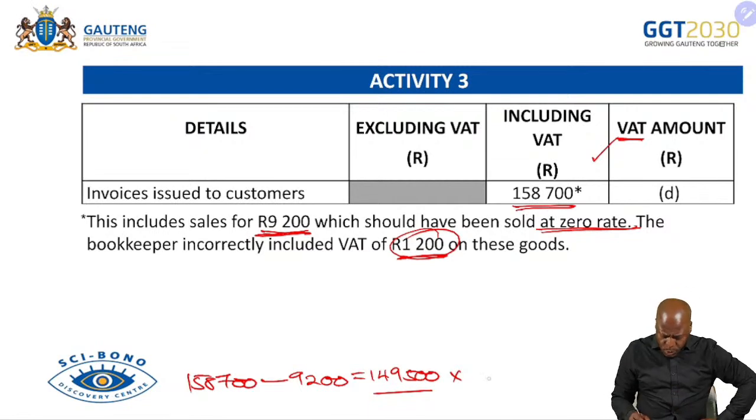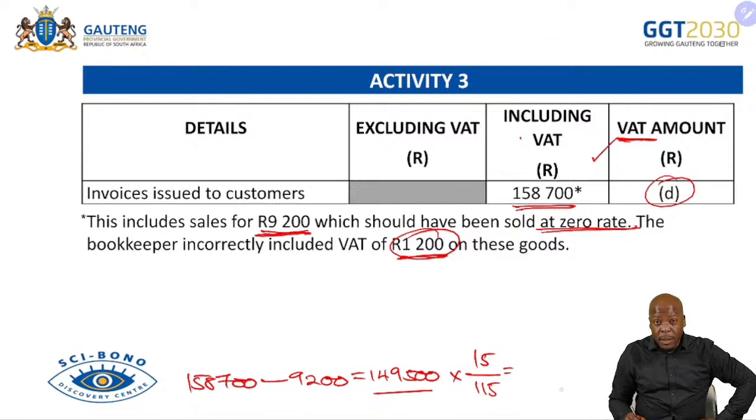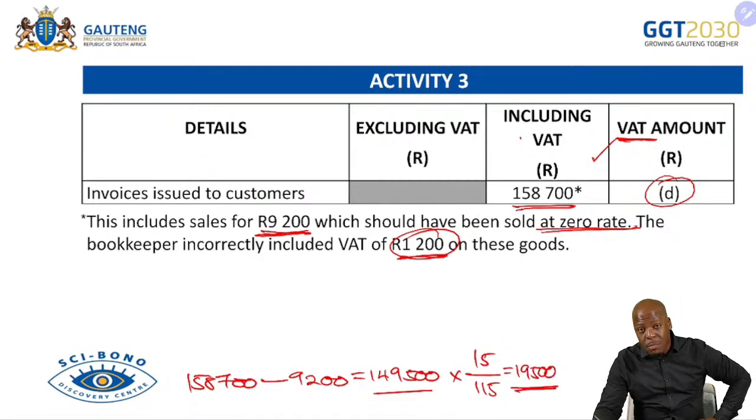149.5. And then what is it that I want? Remember, here they have said D, and D is VAT. So I want VAT, and inclusive is 115. And then that should give me my answer. Okay? Thank you. 19.5. That is my VAT.